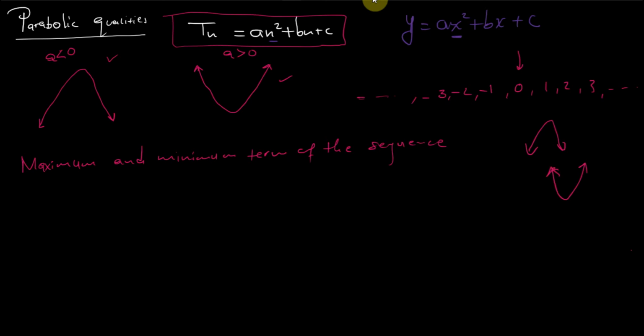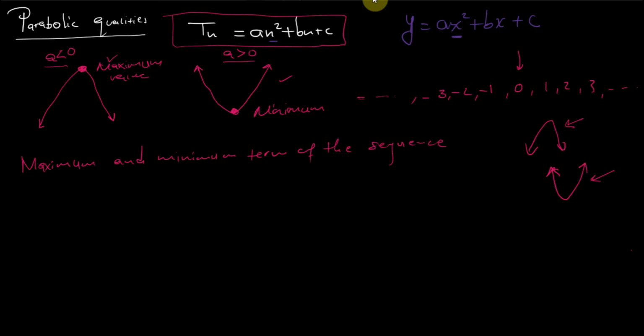This will depend much on the value of a for this sequence, in order to see whether it looks like this or like that. So with that, you can see that this one has the maximum term, more like the maximum value, and this one has the minimum value.